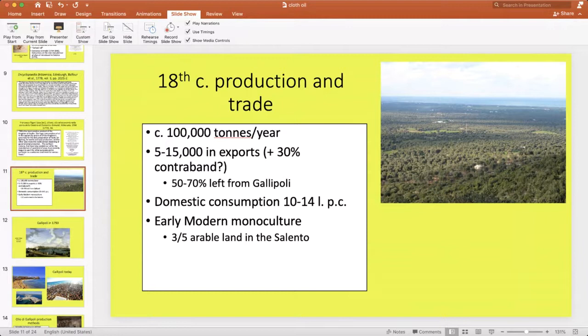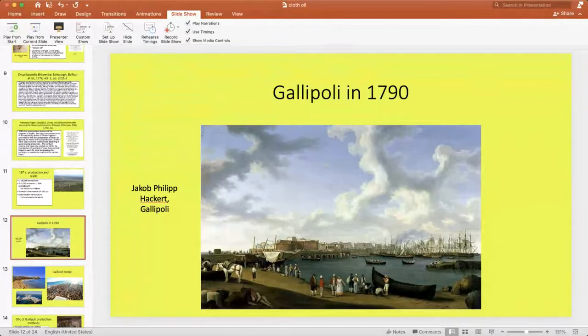And here instead is that port of Gallipoli, depicted by a German artist. And Adam, if you've been there, you can recognize the castle and the bridge. Gallipoli is a small island. It's tiny. You can walk the circumference of it in an hour easily. It's hard to imagine that there was so much activity there. I've seen citations that suggest there were as many as 70 ships docked or anchored outside Gallipoli waiting to load up with olive oil. And this picture shows something like that, with all of the ships here north of the town.